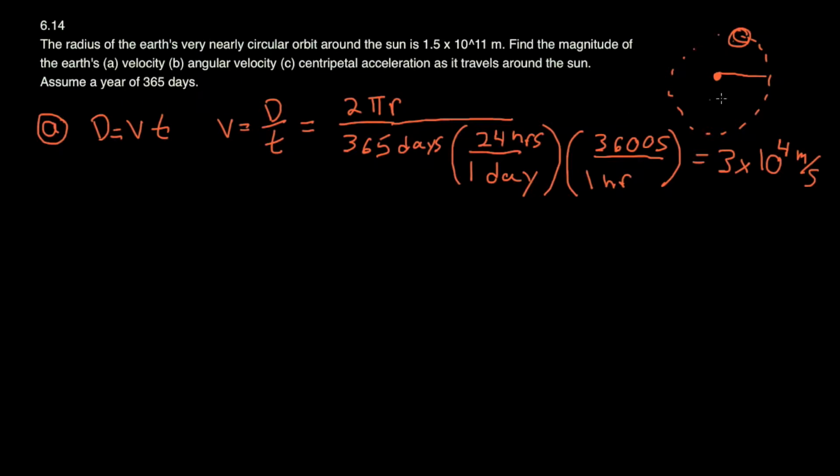Okay, so this thing is traveling around at 3 times 10 to the 4th meters per second. And now keep in mind that this is the velocity. This isn't the angular velocity, which we're going to calculate right now. So let's go ahead and do part B.